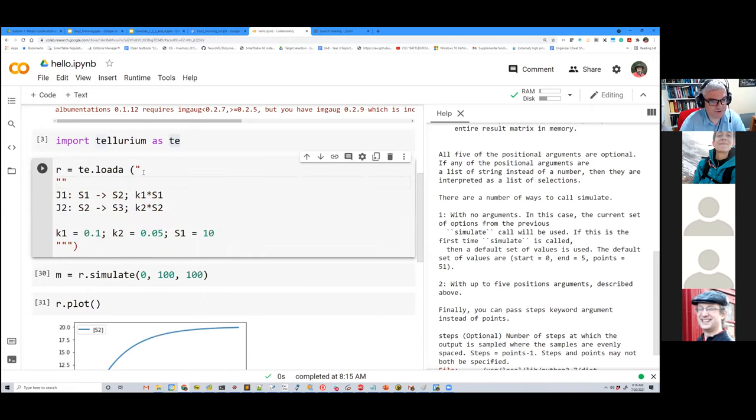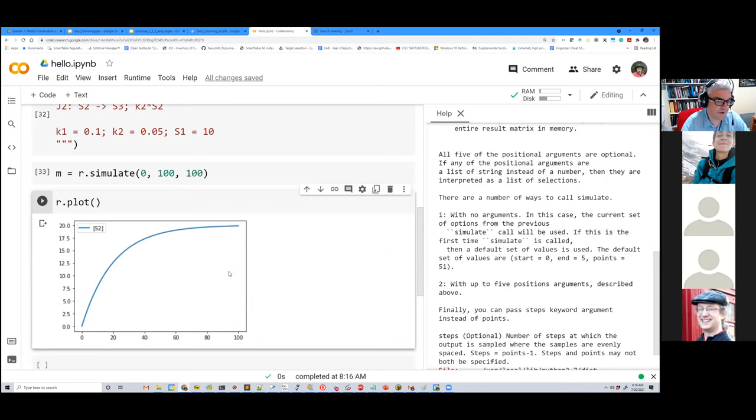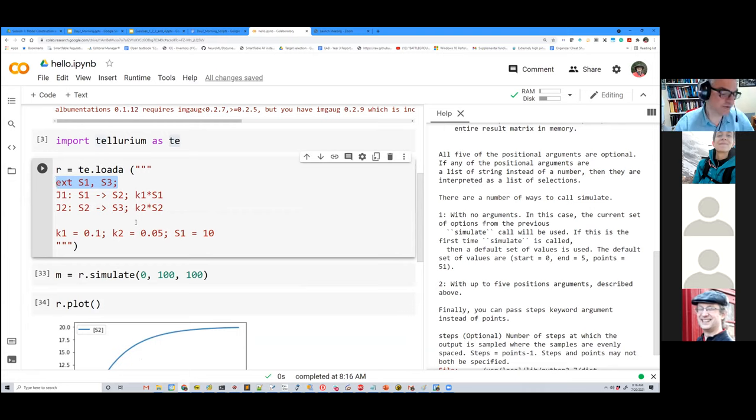The other way, which is more explicit and perhaps more readable, is you can type that S1 and S3 are external. All right, so if I run this one, run that, I get the same plot. Okay, so you might prefer this because it's a little bit more explicit. To somebody looking at this for the first time, they see, oh yeah, S1 and S3 are external, they're fixed, okay?